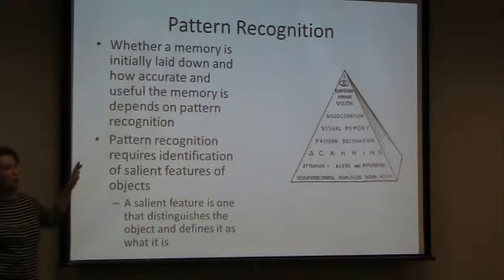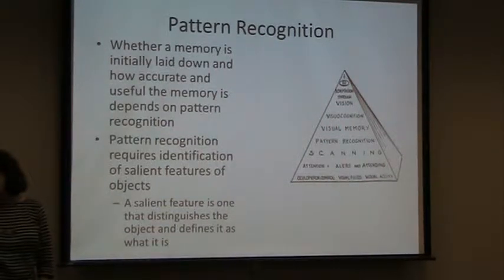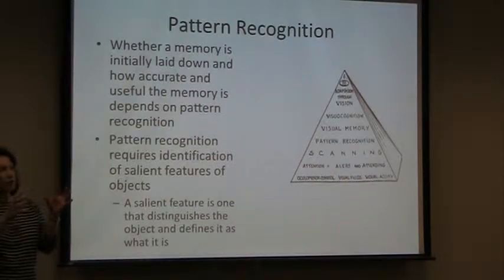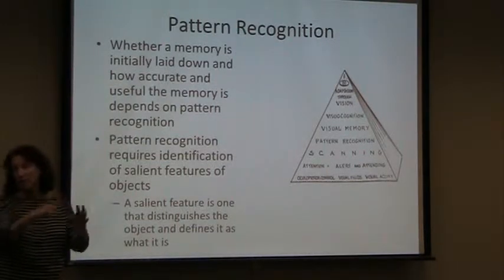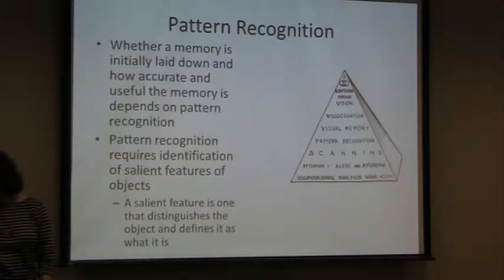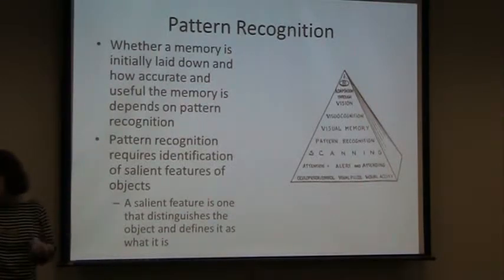So the hawk and the goose, those are patterns. You have to have an accurate visual input so that you can see the pattern, so that you can remember it for visual memory. Pattern recognition requires identification of the salient features of objects, the most important feature that distinguishes one object from another.